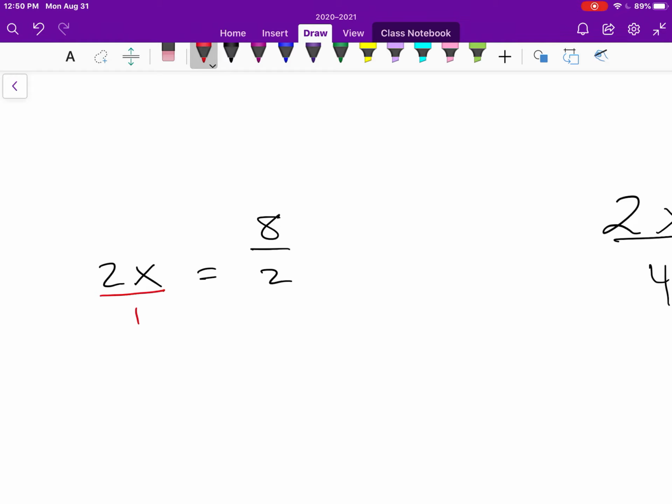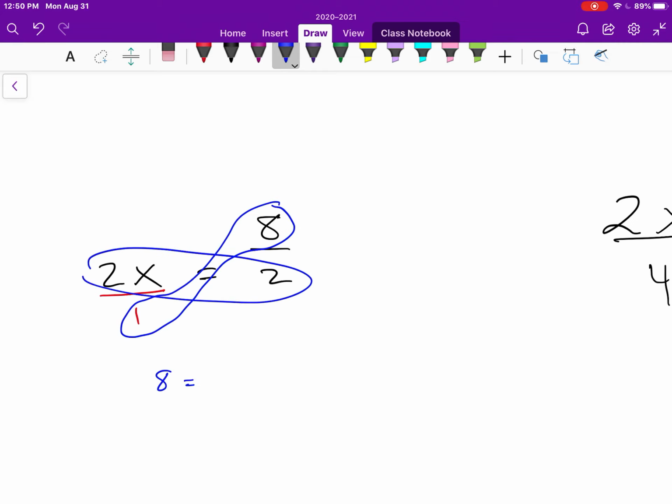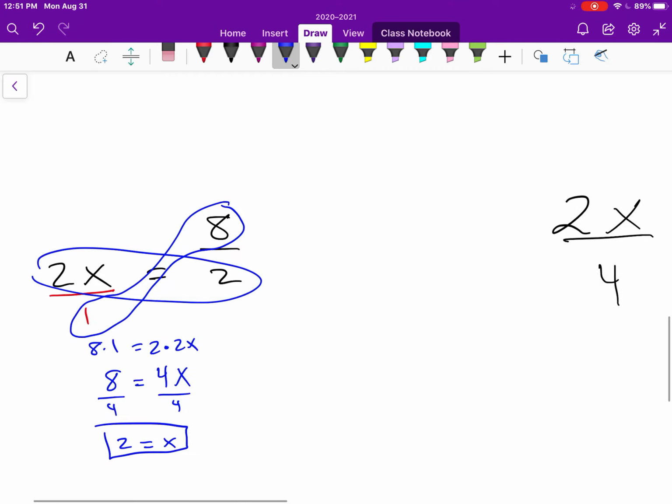So now, if you're from middle school, you can probably think about butterfly multiplication or cross multiplication or cross product. So 8 times 1 is 8. 2 times 2 is 4x. So what I just did here, I put 2 times 2x. And then I did 8 times 1. And then when you go ahead and divide them, x equals 2. Okay, so just giving you a heads up here.